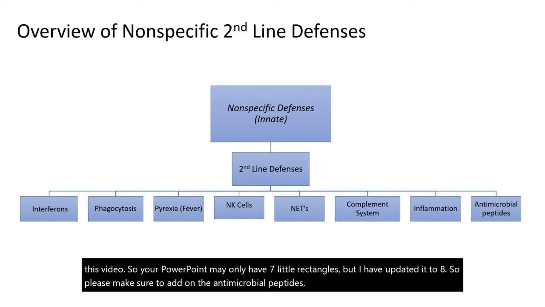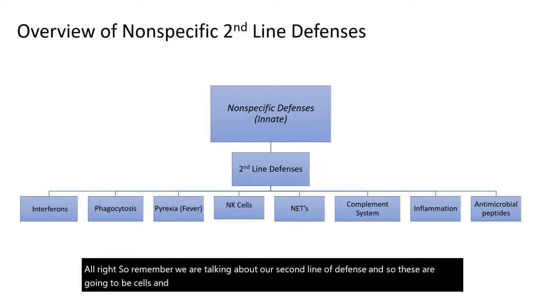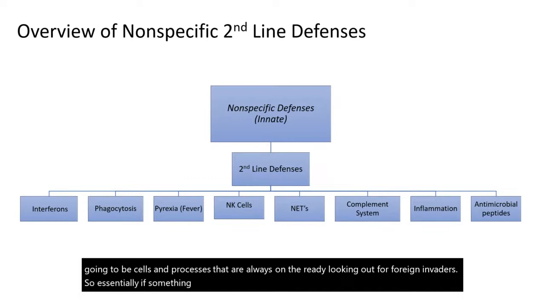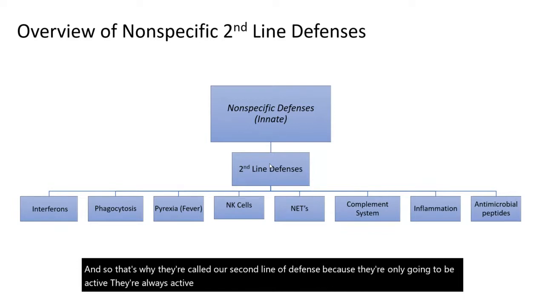All right, so remember, we are talking about our second line of defense. And so these are going to be cells and processes that are always on the ready, looking out for foreign invaders. So essentially, if something gets past our first line of defense, like the skin, mucous membranes, etc., then these cells and processes are right there trying to catch things before they get out of hand. And so that's why they're called our second line of defense, because they're only going to be active. Well, they're always active, but they're only going to come into play if something actually makes it inside the body.